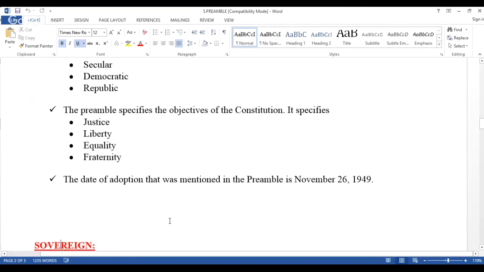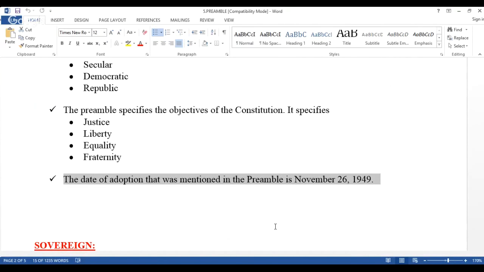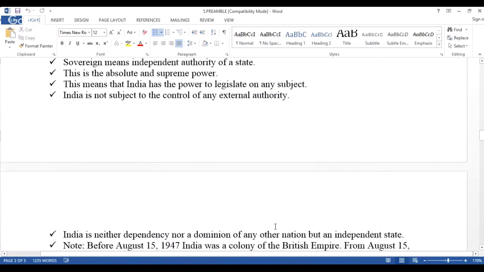Now look at this. And I told you this one already. Please remember this. The date of adoption that was mentioned in the preamble is November 26th, 1949. Clear? Not January 26th, 1950. Okay? Now, let's try to understand what is the meaning of the word sovereign.